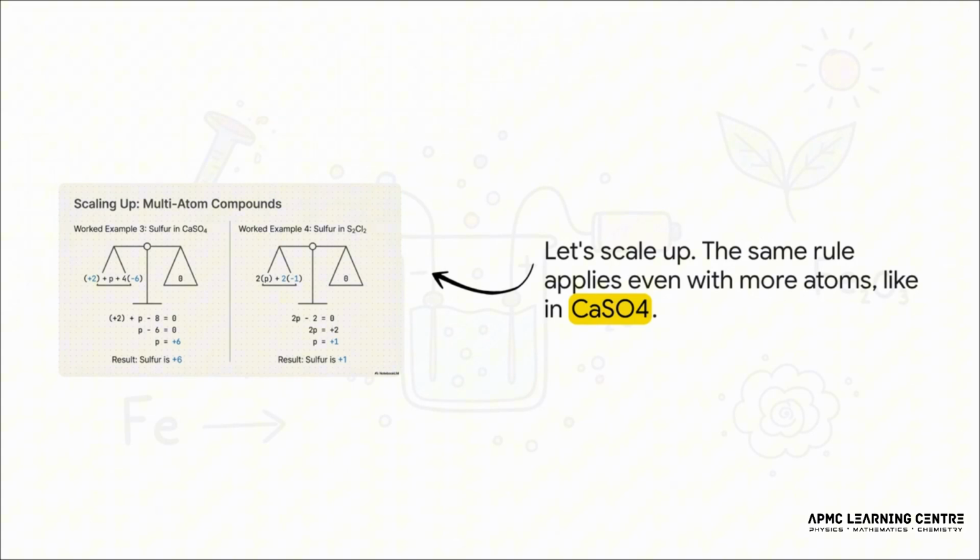And what's great is that this system scales up super easily. Even when something looks more complex like CaSO4, the rule still works. We just use our hierarchy to find our anchors first. Okay, calcium is in group 2, so it's a +2. Oxygen is a -2, and we have 4 of them, so that's -8. So we have a +2 and a -8. That means we need a +6 from that sulfur to get everything back to 0.